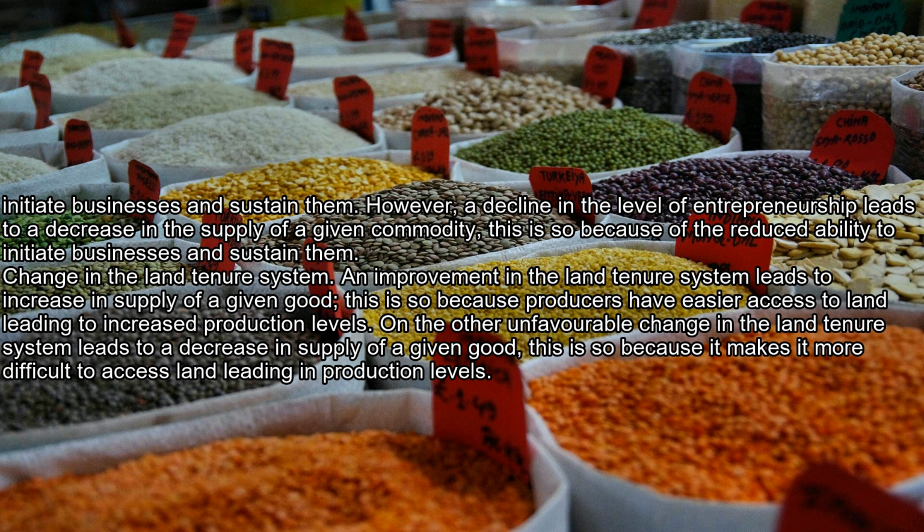Change in the land tenure system. An improvement in the land tenure system leads to an increase in supply of a given good. This is so because producers have easier access to land, leading to increased production levels. On the other hand, unfavorable change in the land tenure system leads to a decrease in supply of a given good. This is so because it makes it more difficult to access land, leading to reduced production levels.